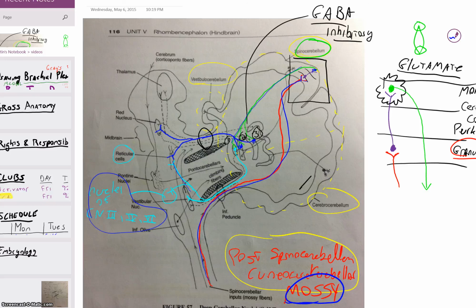Globose and emboliform have a couple options. They act as one. They go through the superior cerebellar peduncle down to either the reticular formation or the red nucleus. And that is all one tract. I think that covers just about everything.